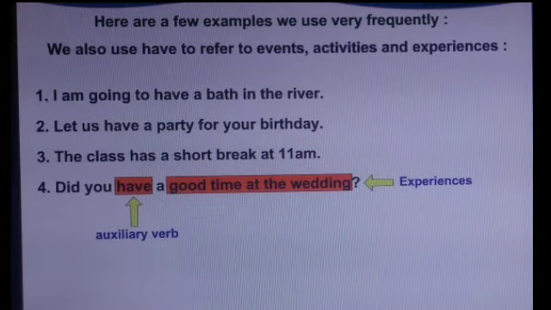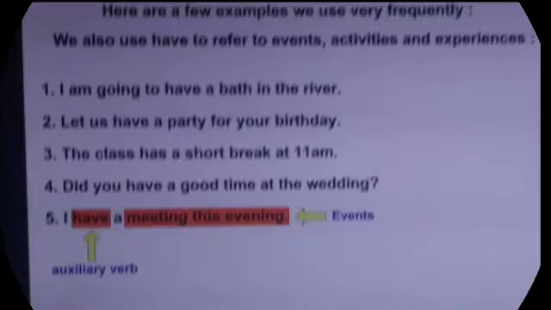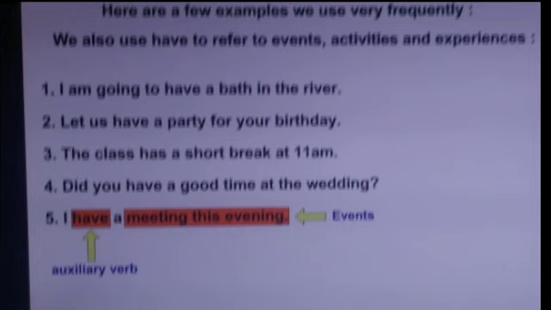Fourth example, did you have a good time at the wedding? Again, have is an auxiliary verb. A good time at the wedding suggests an experience of the people. The fifth sentence, I have a meeting this evening. Again, have is used as an auxiliary verb, and meeting this evening is an event which is going to be conducted.